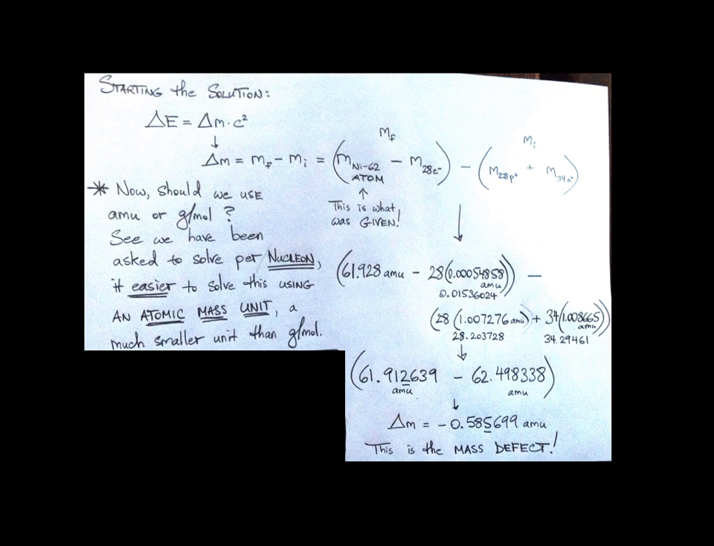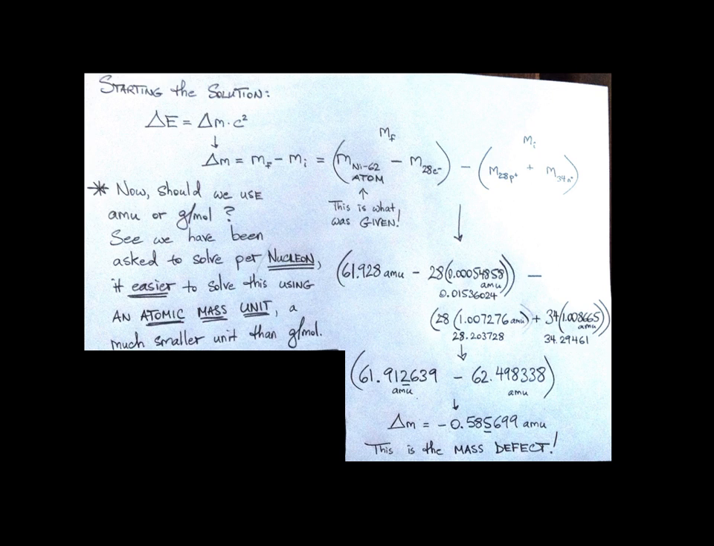Now, we have been given in this case the molar mass of the nickel-62 atom. And we've already established the relationship that we can use that numerical value for AMU. So the atomic mass of just one atom would be 61.928 atomic mass units. So should we use AMU or grams per mole?